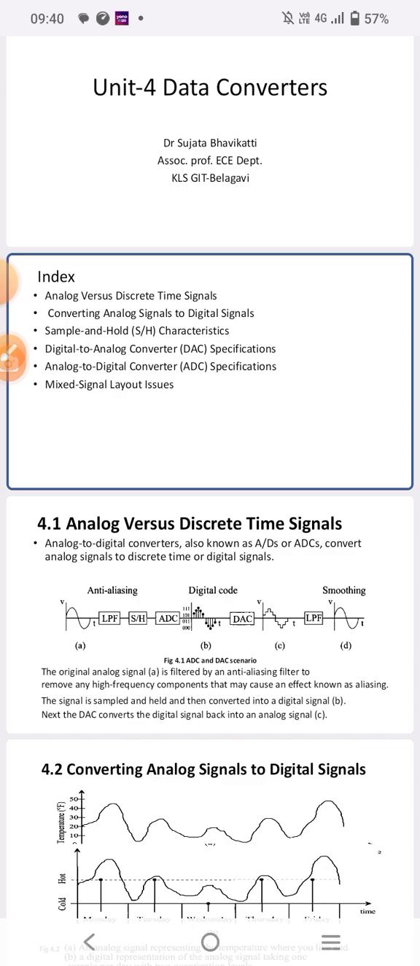So how do we convert this analog signal into the digital signal? Before we go for the digital signal, these analog signals are converted into discrete time signals. Try to understand the difference between discrete time signals and digital signals. Digital signals will have either zero or one values, whereas discrete time signals will have discrete values. For example, suppose we have a signal with a peak amplitude of 5 volts. That means its value ranges from 0 to 5 volts.